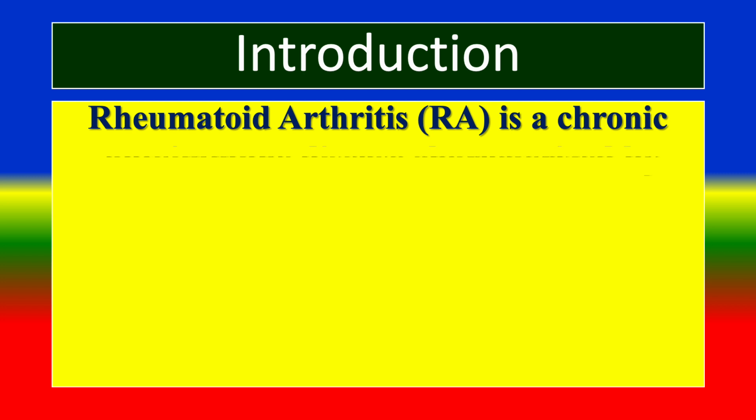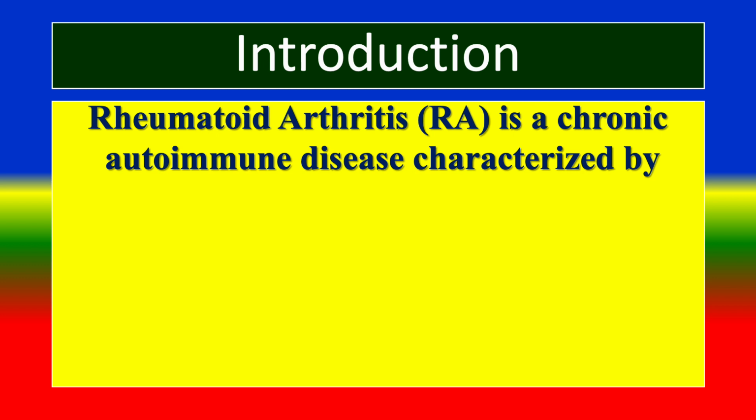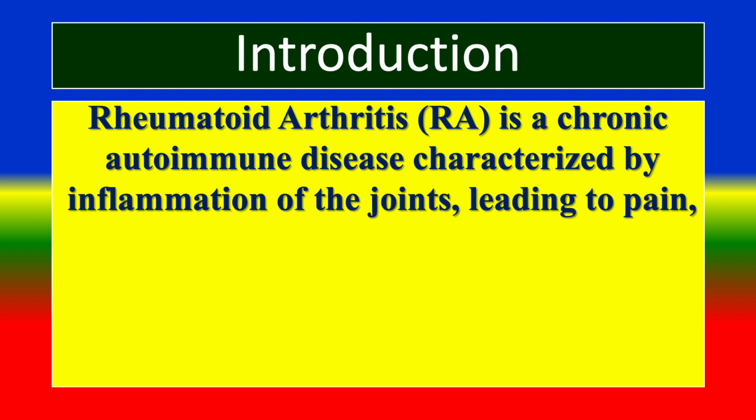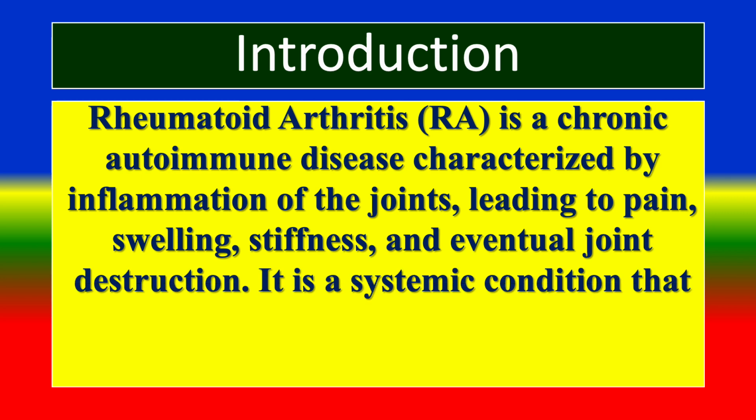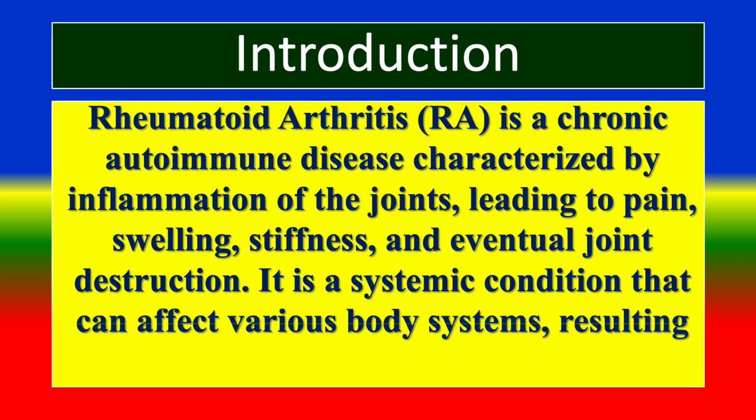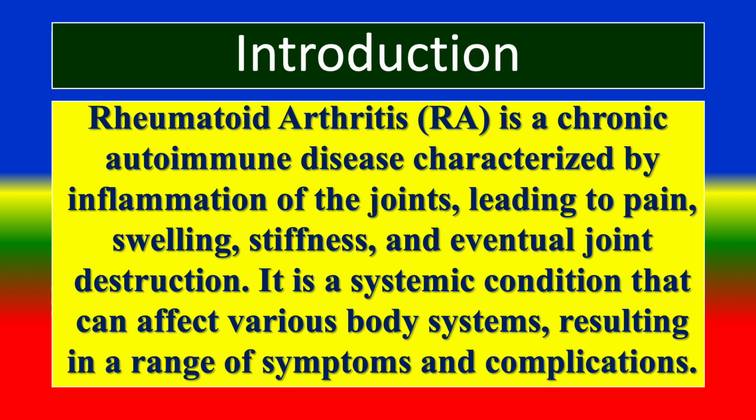Rheumatoid arthritis is a chronic autoimmune disease characterized by inflammation of joints leading to pain, swelling, stiffness, and eventual joint destruction. It is a systemic condition that can affect various body systems, resulting in a range of symptoms and complications.